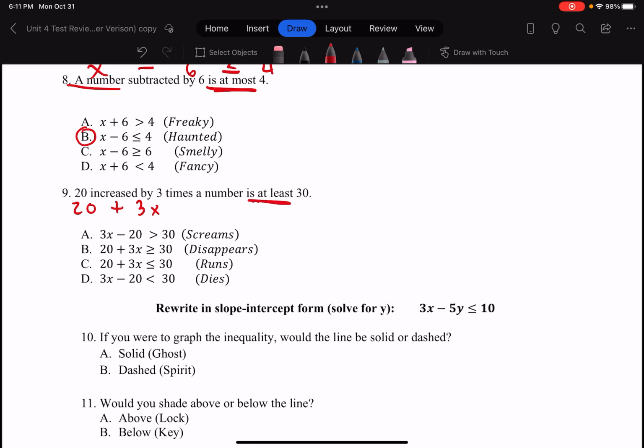Then let's look at is at least. So I know it must equal it. At least means that's the lowest value it can be, so it has to be everything bigger than that value. So it's going to be 20 plus 3x is greater than or equal to the number 30, which is also going to be answer choice B.